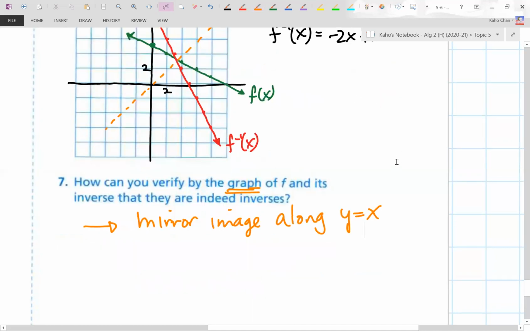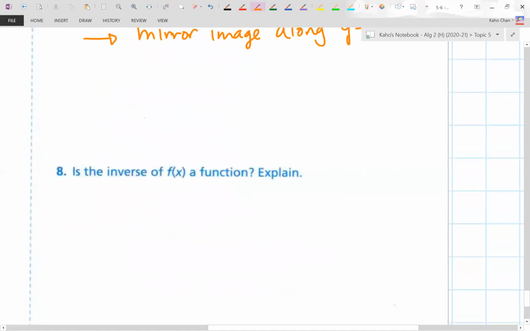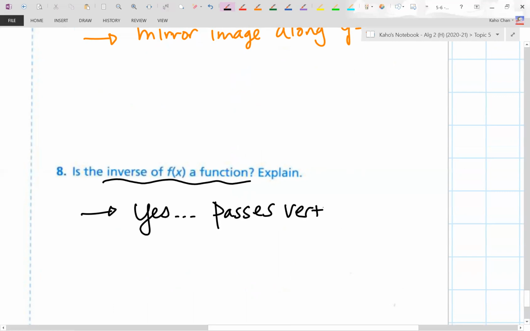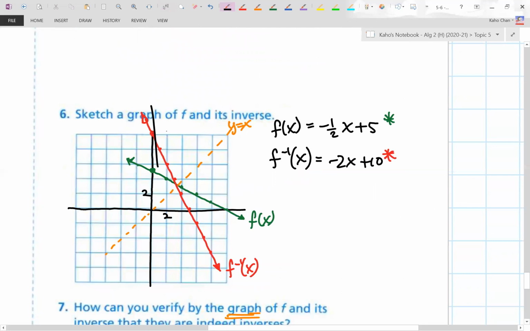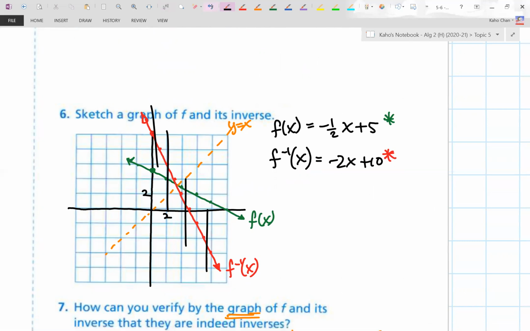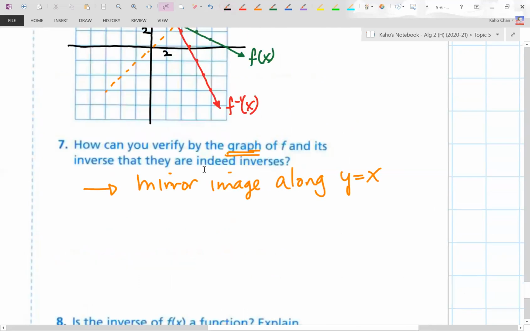Sweet. I think we have one more question. Is the inverse of f of x a function? Explain. Yes. I kind of jumped the gun and said yes. It passes the vertical line test. Remember, every x value has a unique y value. If I scroll back up a little bit, my red function will pass the vertical line test. No matter how many vertical lines I draw through there, it will only hit it once. So the inverse of the function is also a function. The inverse of a function is also a function.